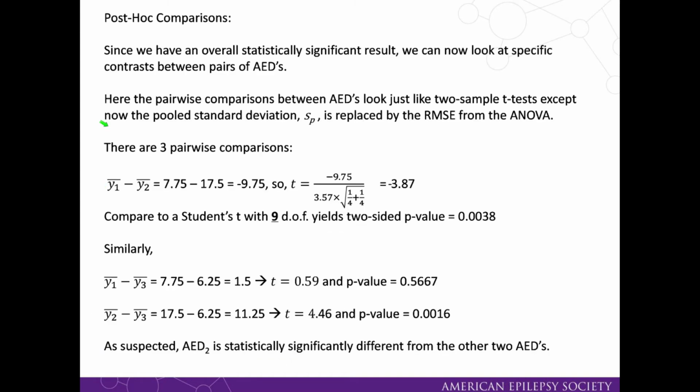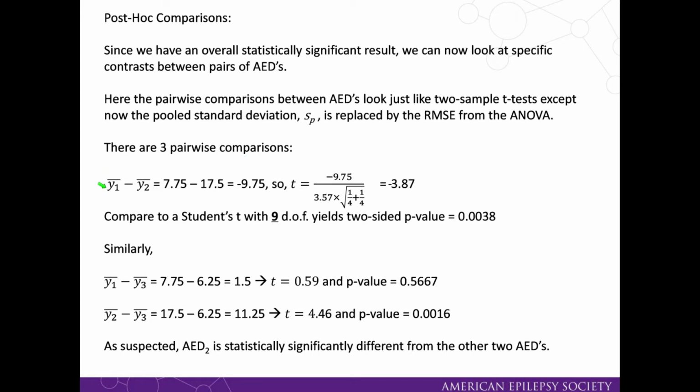Okay, well, we have a significant result. Now we can go to post-hoc comparisons. So we can now look at specific differences. And here we can look at pairwise comparisons between pairs of AEDs. And now we can just look at our friend, the 2-sample t-test. So this is now old news. The only difference is we're going to use the pooled standard deviation of the ANOVA, not the pooled standard deviation from 2 samples. So we're going to use the root mean square error from the ANOVA, and so we're going to have 9 degrees of freedom associated with that.